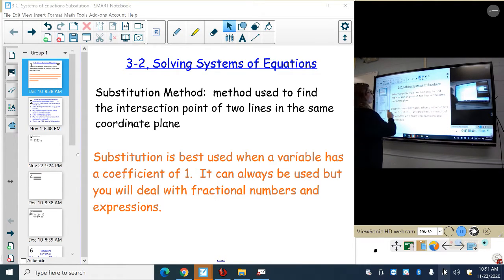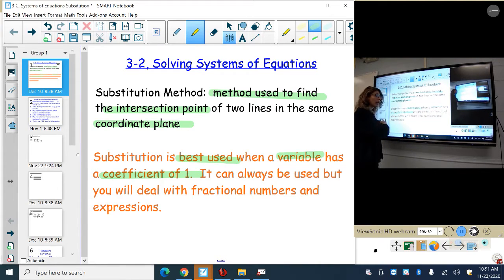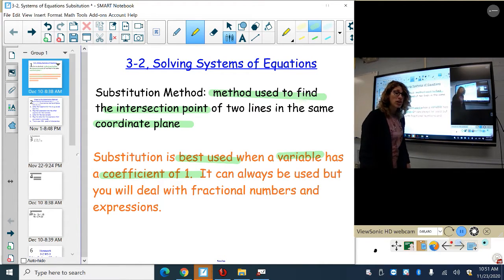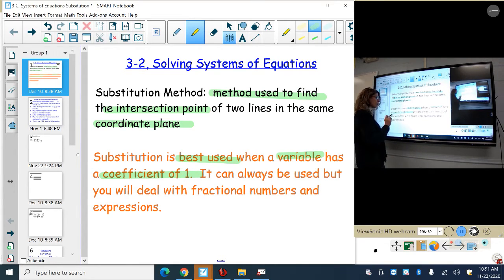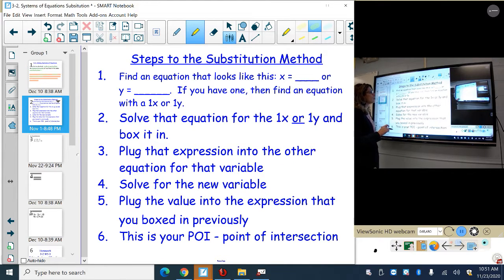So substitution method is used to find the intersection point of two lines in space in the coordinate plane. It is best used when a variable has a coefficient of 1. It can always be used, but sometimes you're going to have really ugly fractional expressions if you do not use it for a coefficient of 1. So here's the steps. Steps to the substitution method.